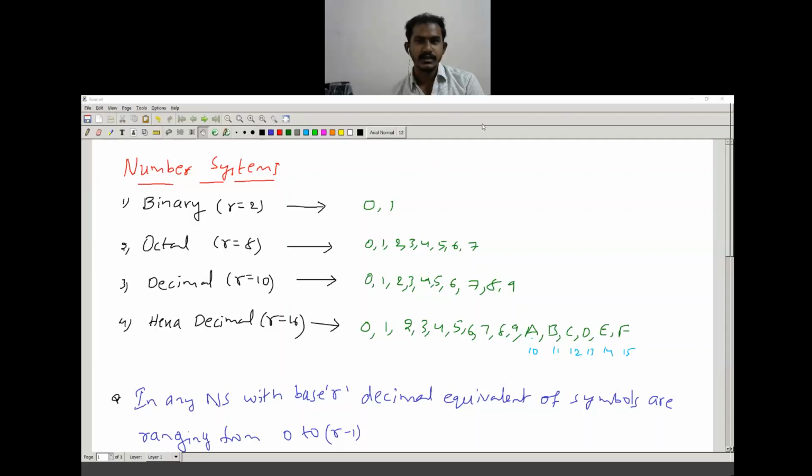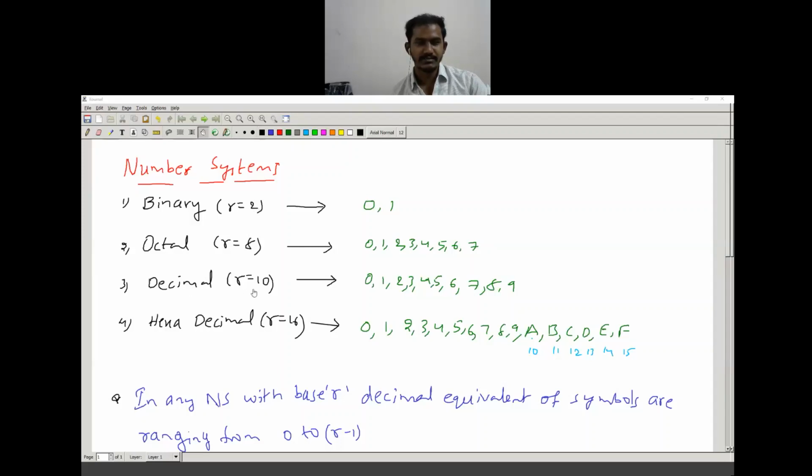Okay, so coming to the binary number system, we have two symbols. These are the symbols or digits. Binary base is 2, so the symbols are 0 and 1. Coming to octal, the symbols are 0 1 2 3 up to 7, so in total we have 8 symbols. So the number of symbols or digits is equal to the base value.